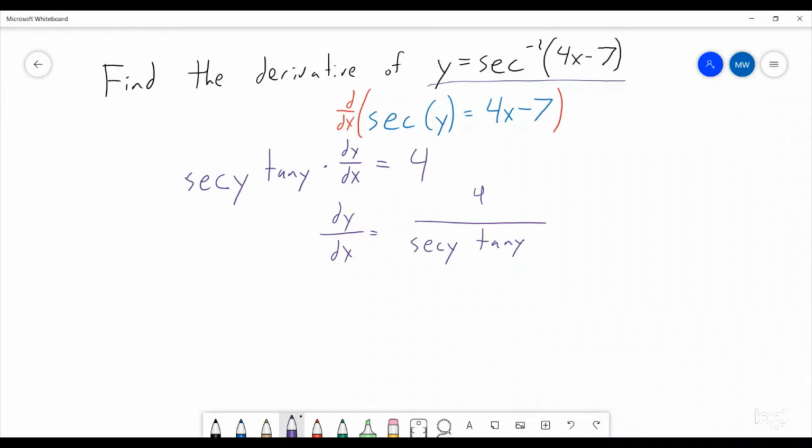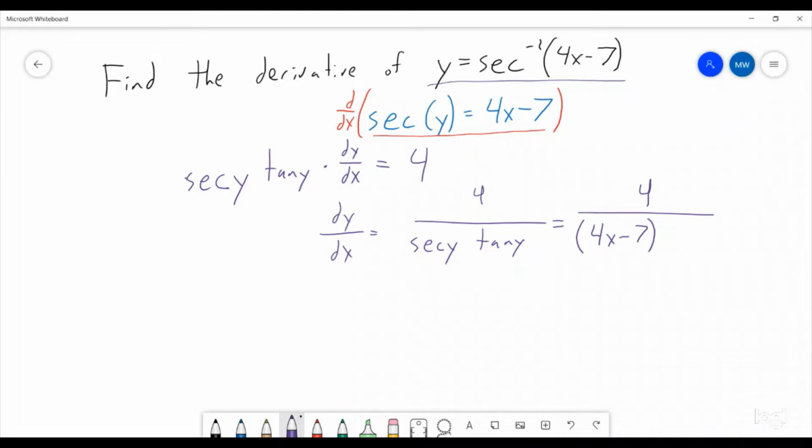So we need to figure out what is secant of y and what is tangent of y. Well, the nice thing is we already know what secant of y is. Secant of y is 4x minus 7. So we can get rid of part of this, but we still have that tangent piece left to deal with. So we have 4 divided by 4x minus 7. But what is the tangent?